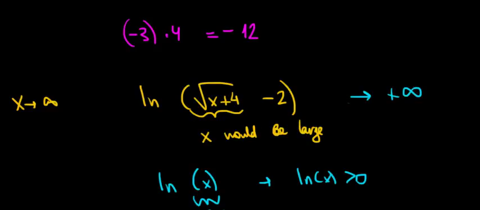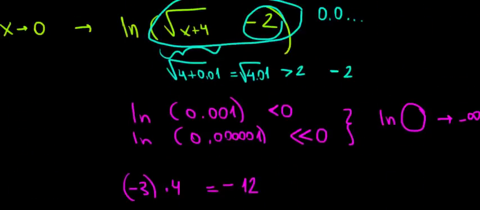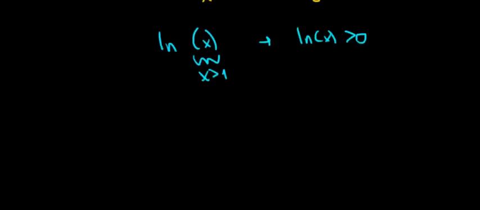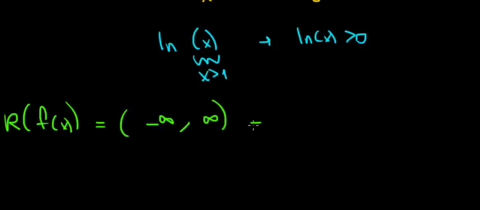Now, to sum up, what did we do? As x approaches 0, we can see that our result tends to negative infinity. As x approaches infinity, our result also tends to infinity. So that means that the range of f of x literally ranges from negative infinity to positive infinity, and that's also the domain of our inverse. And that's it. That's the answer.